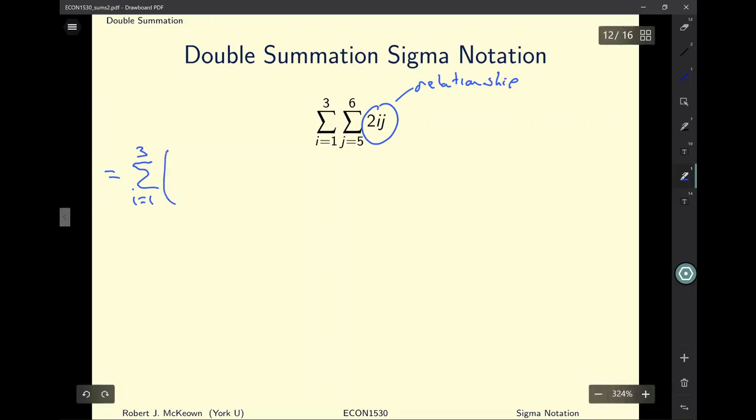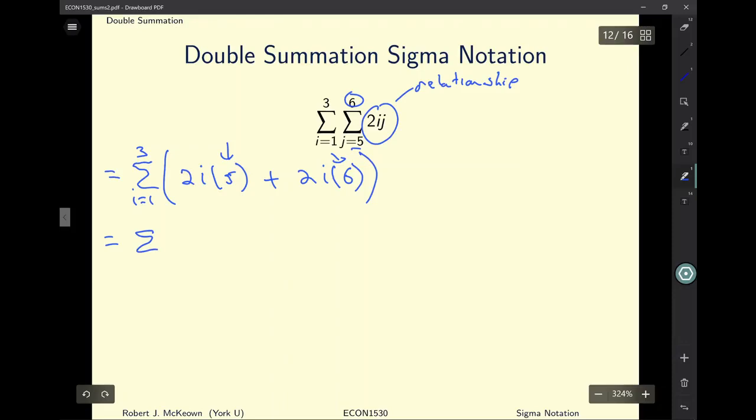And I'll add a bracket here, because sometimes you don't see the bracket. I'm going to add the bracket so you know that everything I'm writing is going to be operated on with this sigma notation here. And I've got 2i. i is still part of my sigma notation, so I'm not going to evaluate that. I'm going to keep it as a free variable, a floating variable, unknown. So I've got 2i times 5 plus 2i times 6, right? We begin at 5, that's this value here. We end at 6, that's this value here.